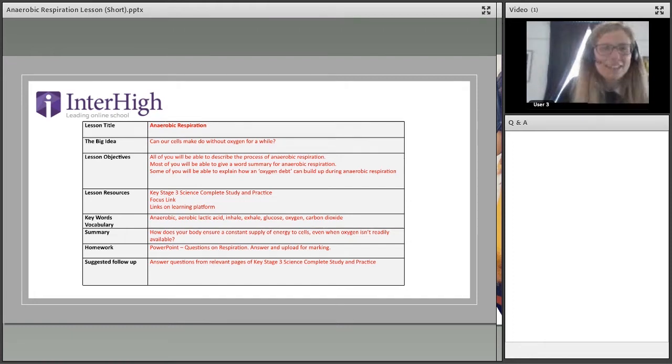So by the end of the session, hopefully you're going to be able to describe the process of anaerobic respiration. You're going to be able to give something called a word summary for it. And we're going to find out a little bit about an oxygen debt.